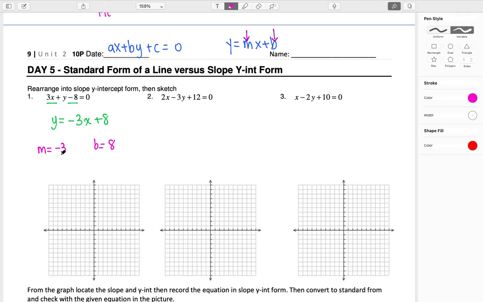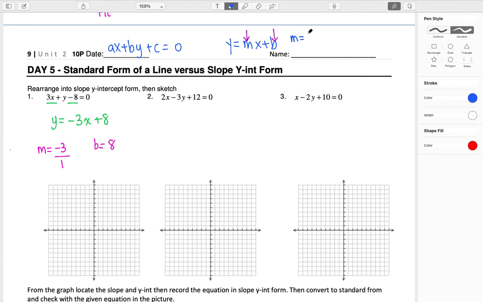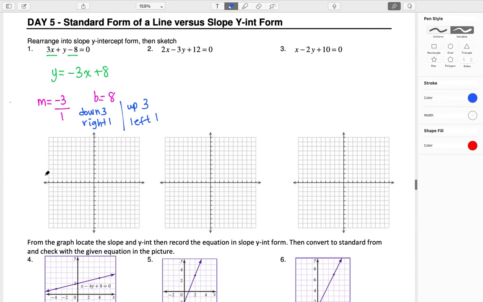Now I could put negative 3 as negative 3 over 1. So what does that mean? The translation is that slope is rise over run. So therefore, if I have negative at the top, it will be going down 3, or we could go right 1, or you could put negative at the bottom. So that means we will be going up 3 and we will be going left 1 if we are putting the negative at the bottom. So keeping that in mind, let's start.